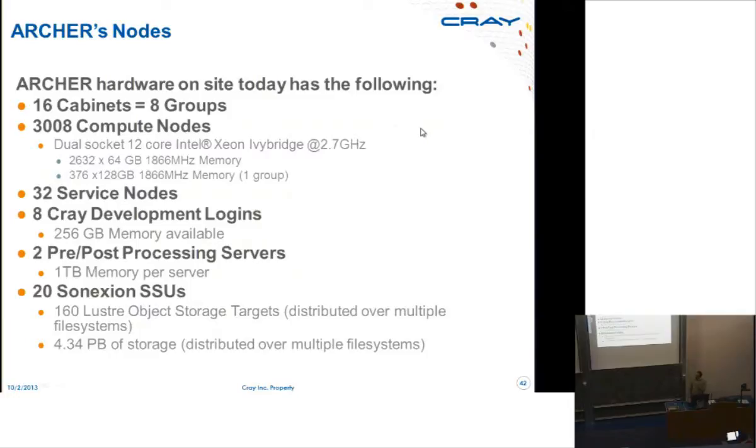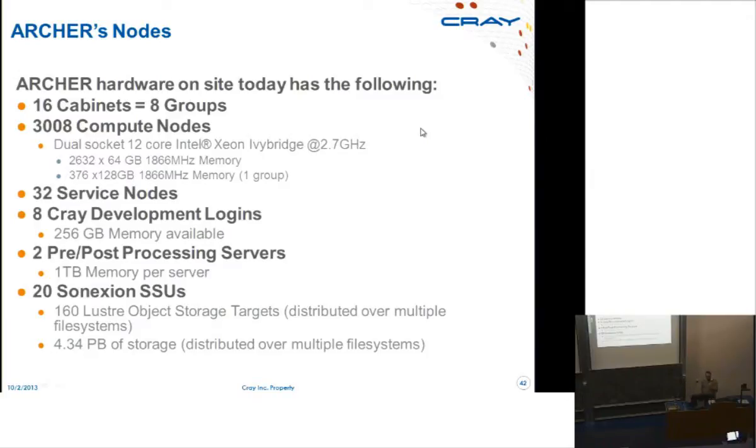So what does Archer today look like? Archer is currently installed. At the moment, we have 8 groups, which is 16 cabinets, which gives us 3,008 compute nodes. Strange number, I know, but let's see. Of those, we have one group which is entirely configured with 128 gigabytes per node, so double-sized nodes. And the rest are 64 gigabytes. We have 32 of the service nodes that I was explaining, and we'll have 8 Cray development logins with 256 gigabytes of memory each. We'll also have 2 pre- and post-processing servers, which I believe might be a terabyte.